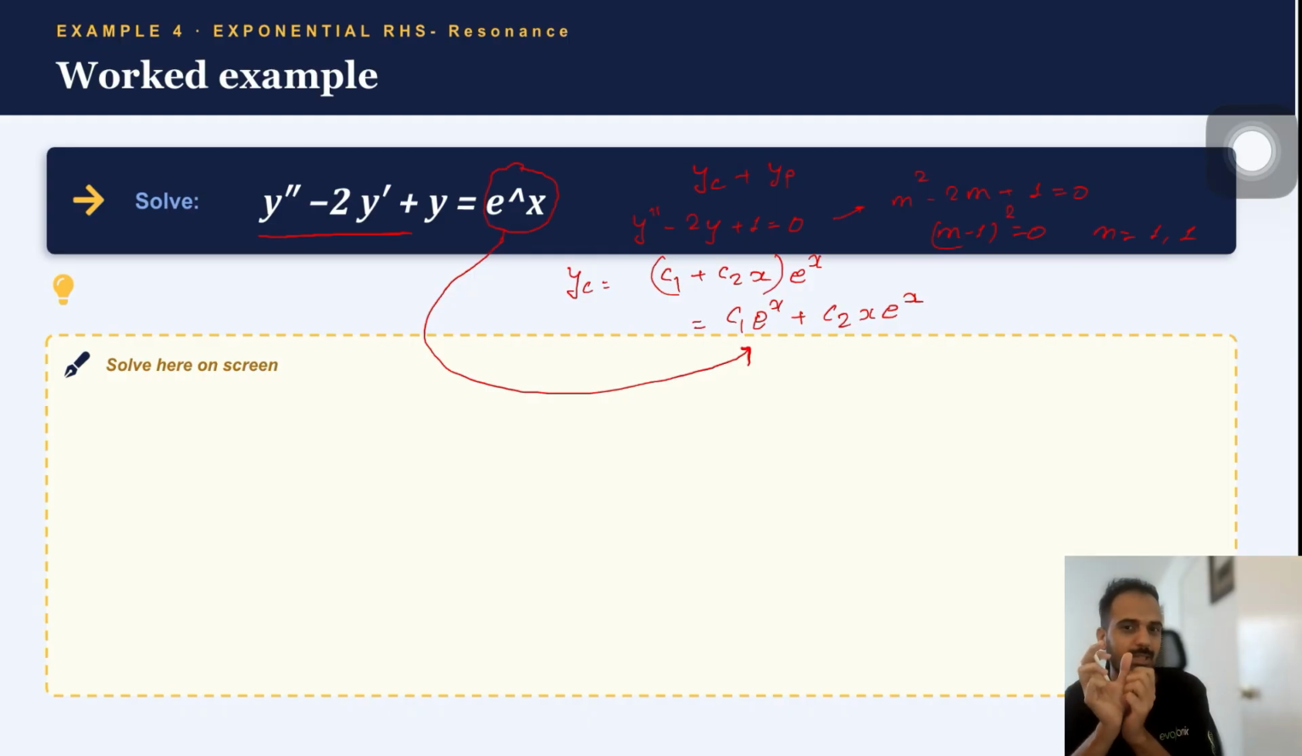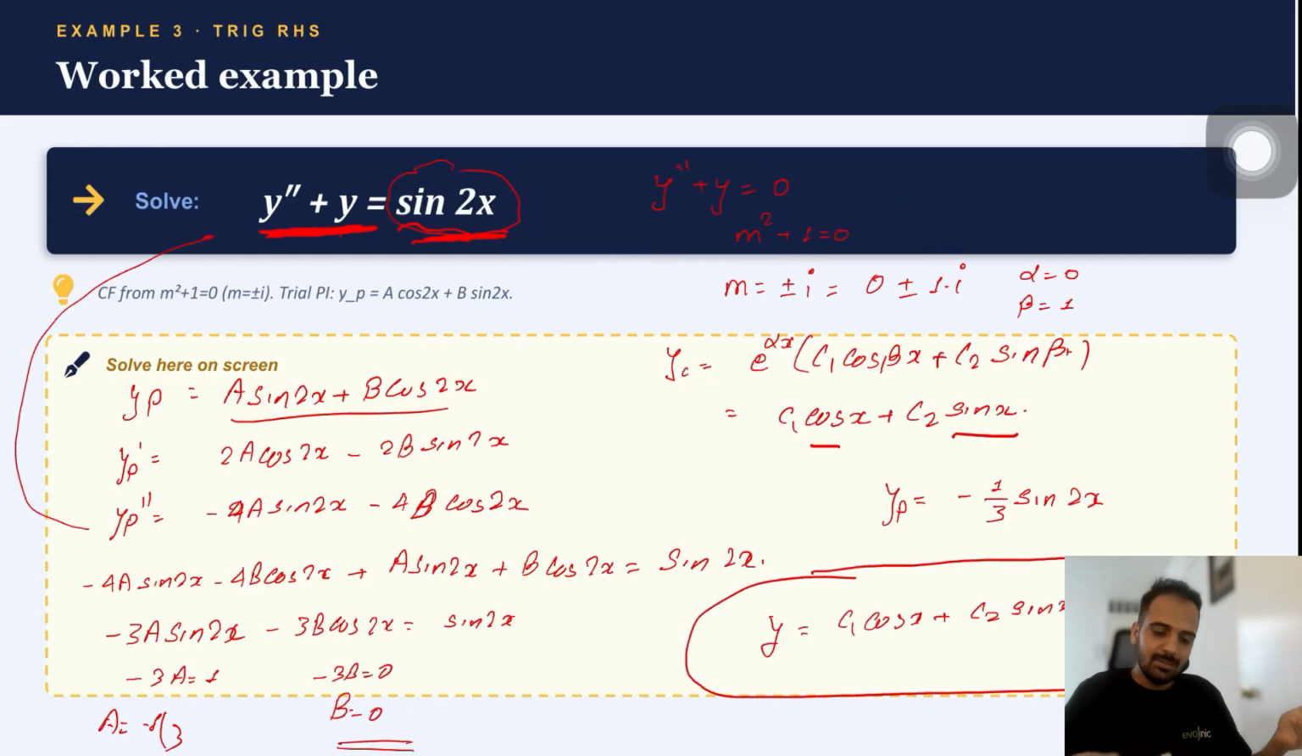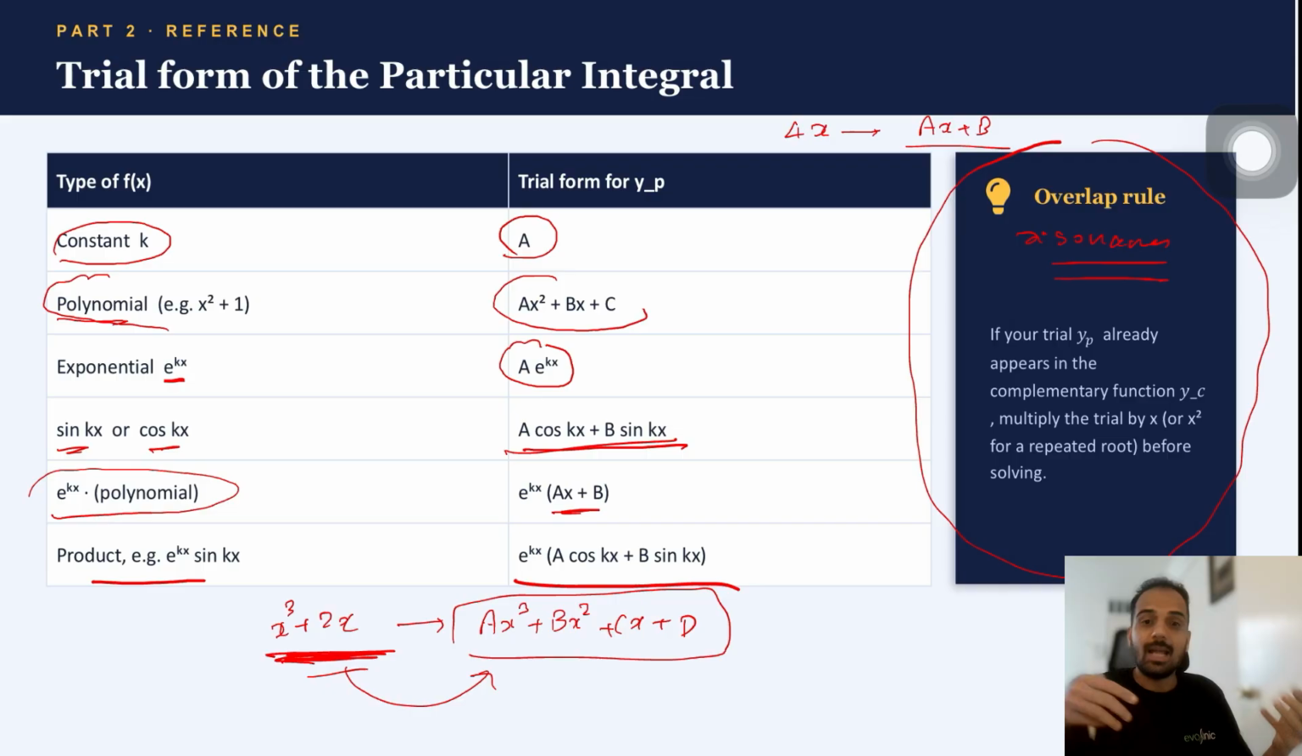So this is the case of resonance. Resonance means your forcing frequency matches your natural frequency, or you can say this is the case of the overlap rule. The overlap rule means that if your trial solution already appears inside the complementary solution, to get the new trial solution you multiply it by x. If the same case occurs again, multiply by one more x.